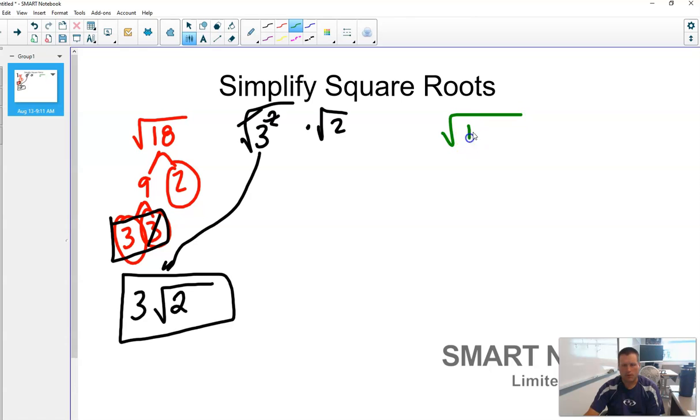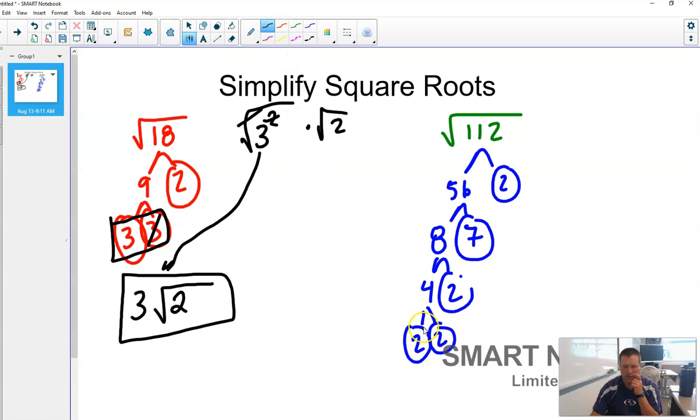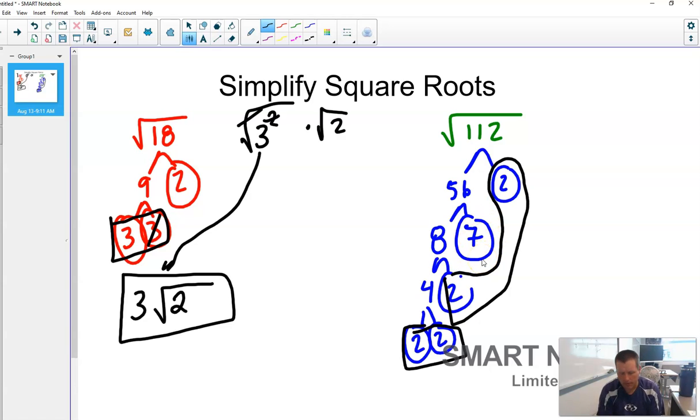So let's say we've got the square root of 112 here. Again, I'm going to break it down and see where its prime numbers are. I know that 56 and 2 goes into it. 2 is prime. I know 8 and 7 do. 7's prime. And I've got 4 and 2, and then 2 and 2. Now I'm looking to put pairs together. So there's a pair. I also have this one to be a pair as well. And then the 7 cannot pair up at all.